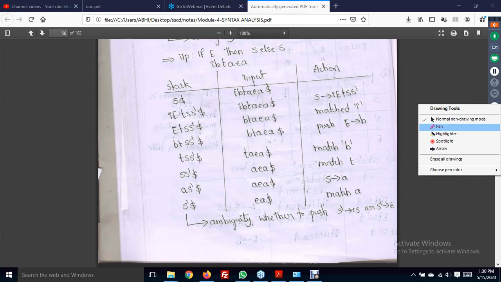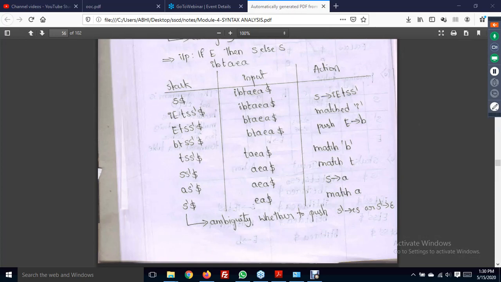Starting with the symbol S and dollar, in the stack it is S and dollar, in the input it is I B T A E A dollar. So first I don't do anything. Is there any production moving from S to I? Yes, S → iEtSS', replace it. I and I will be matched. So EtSS'$, but I have B, make E to B because I have a production E → b. B and B will be matched. Again, T S S' $, T A E A, T and T will be matched. So again, S S' $, A E A $.